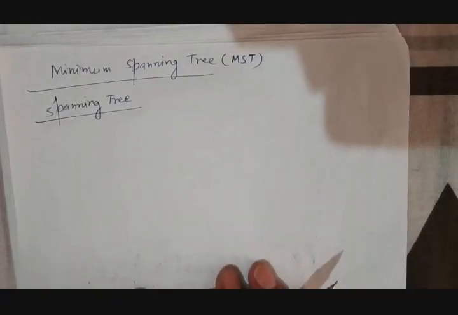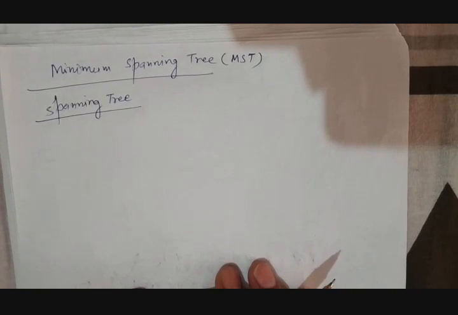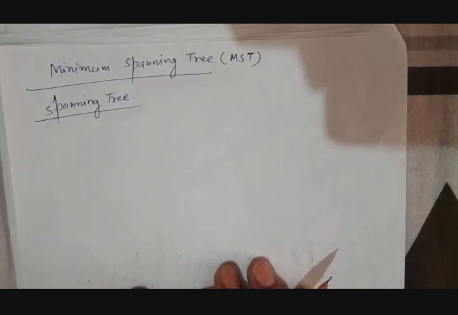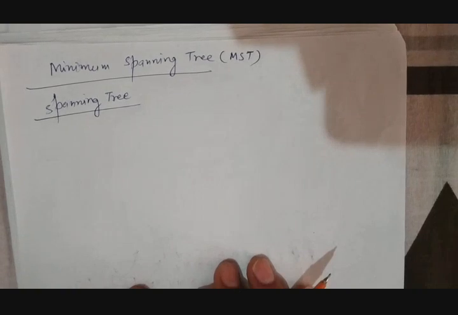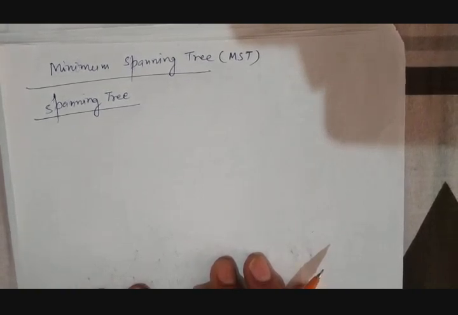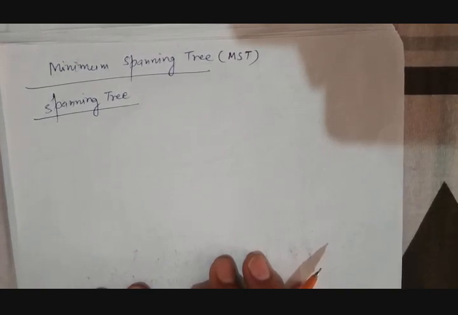Hello everyone. So today we will discuss minimum spanning tree in data structure. First we will see what is the difference between tree and graph. In case of a graph, a graph may have a cycle, while a tree is a subset of a graph which does not have any cycle.